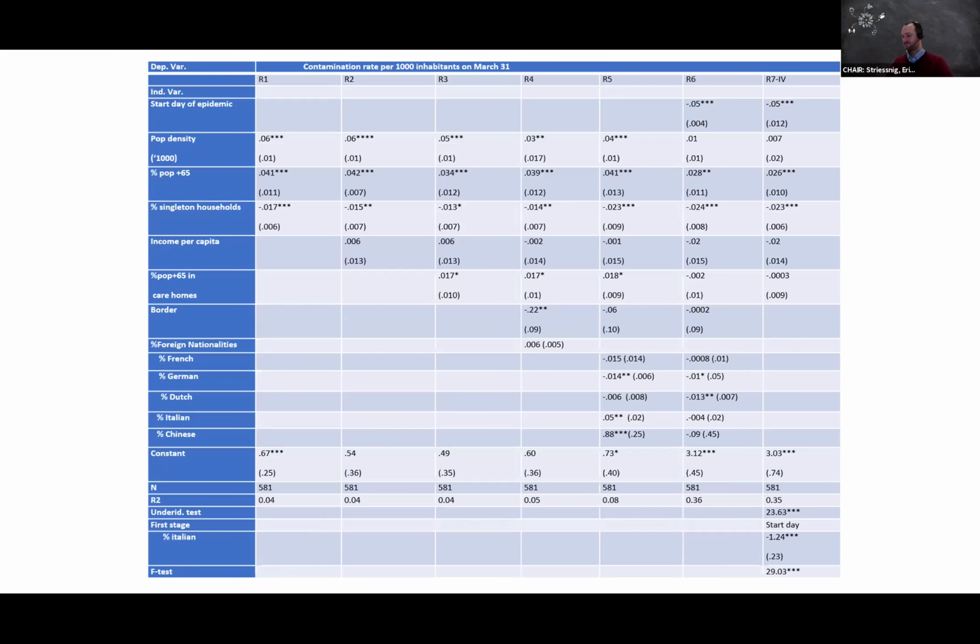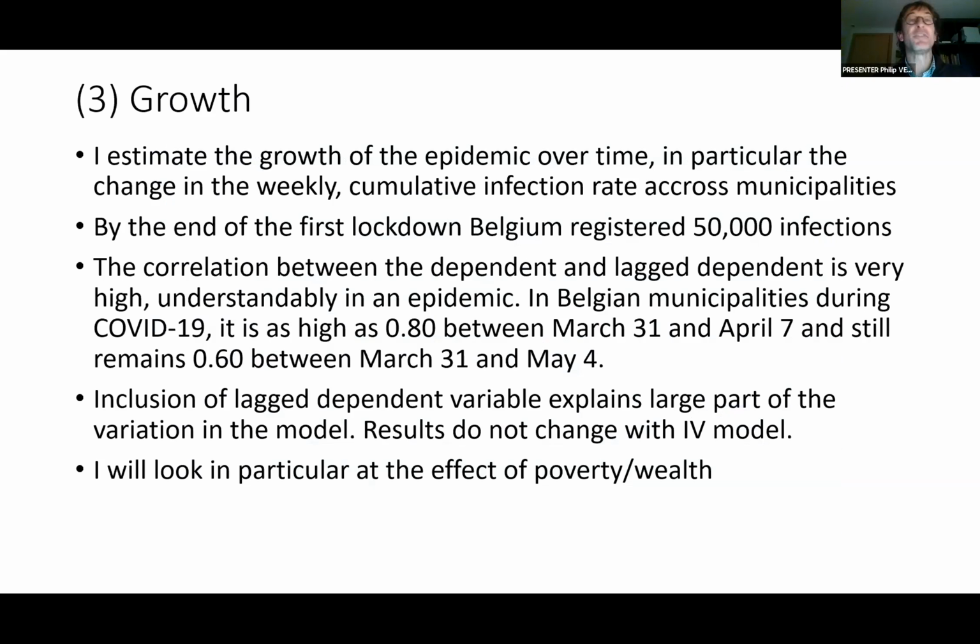Let me then go to the last variable, which is the growth of the epidemic. So I estimate the growth of the epidemic over time, in particular the change on a weekly basis. And by the end of the lockdown, we had 50,000 infections in Belgium. So the correlation between the dependent and the lag dependent is very high, even after a few weeks.